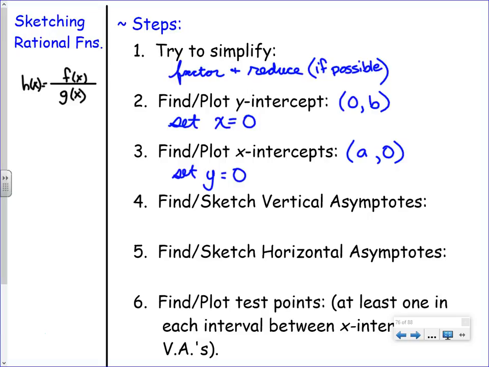Number 4, find and sketch the vertical asymptotes. I'm just going to say at x equals, and it's from the remaining factors in the denominator. Remaining, what? Oh, the ones that didn't reduce away. So any remaining factors in the denominator, the ones that didn't reduce away. Because the ones that reduce away are holes, remember?